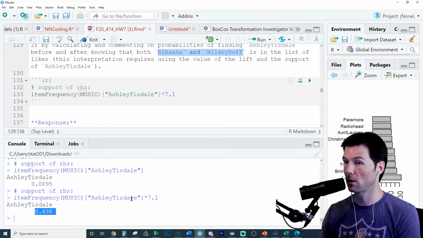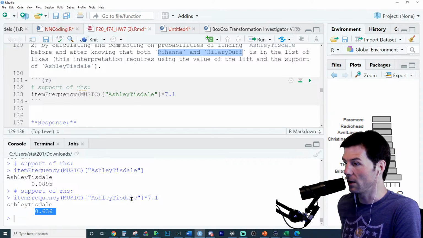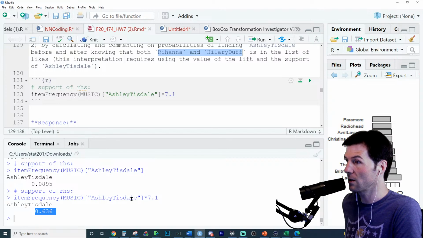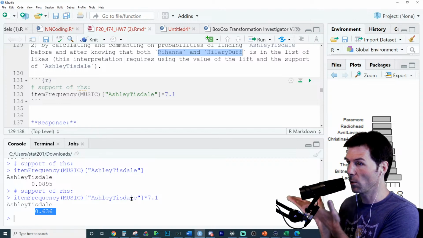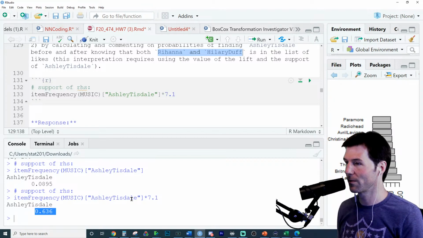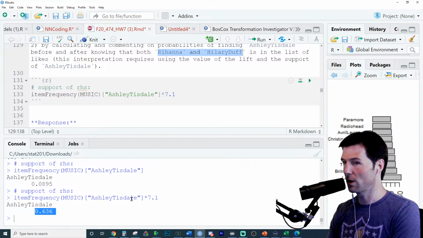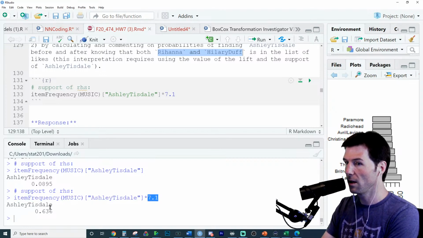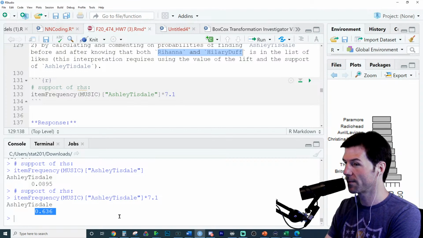And we have now calculated the what right here. This, last question on this, and we'll do some 201. We have now shown that this is the what for them having Ashley Tisdale, given they have Hillary Duff and Rihanna. So this right here was the support of Ashley Tisdale. This is the lift in the rule. And this is the what in the rule.